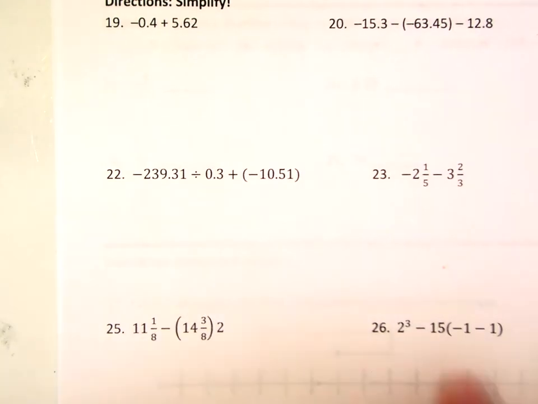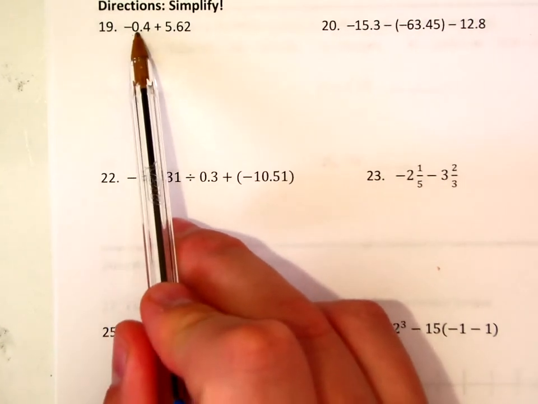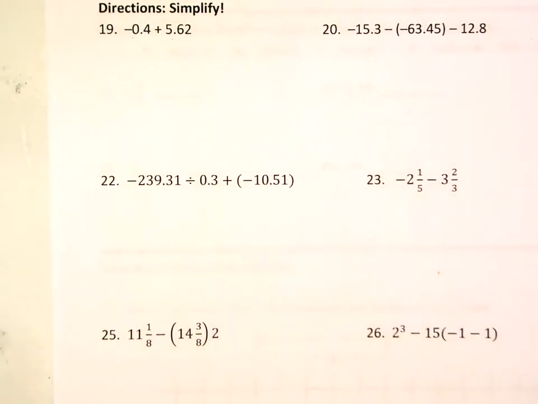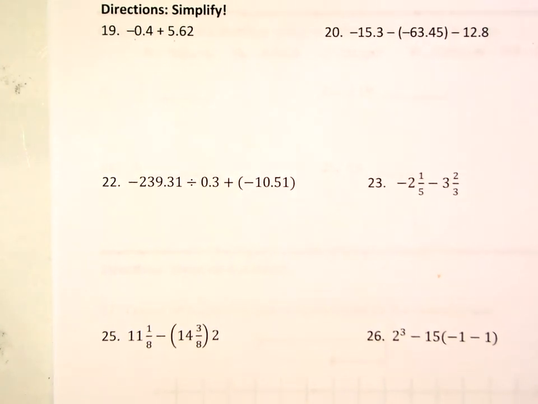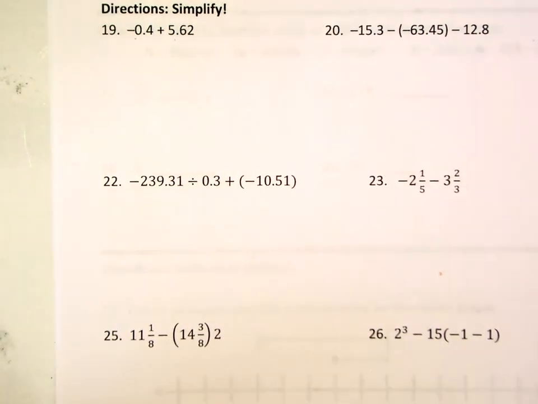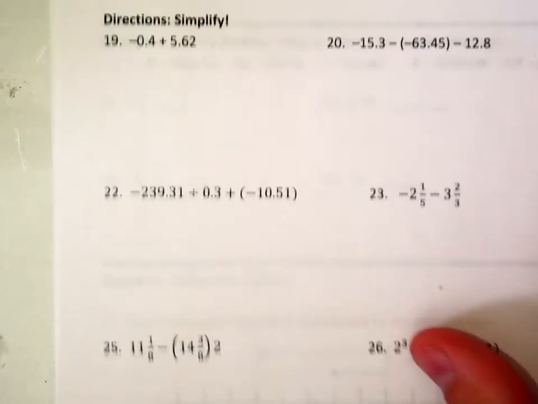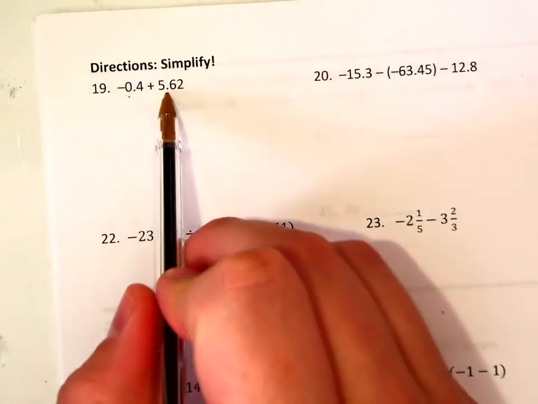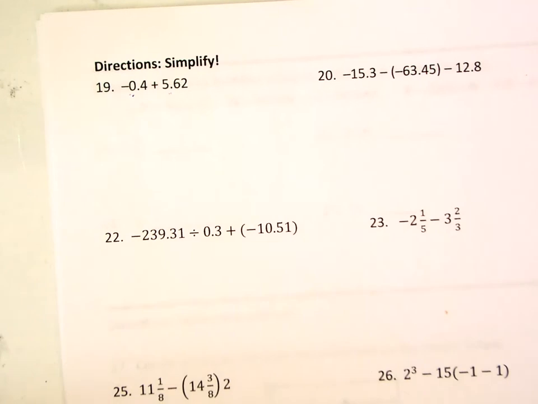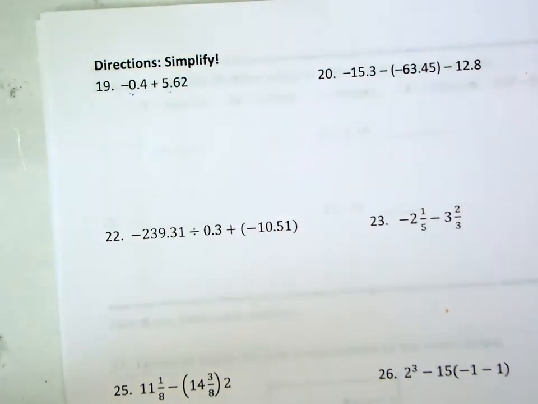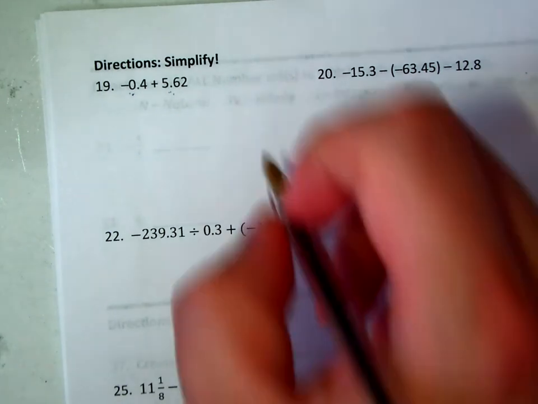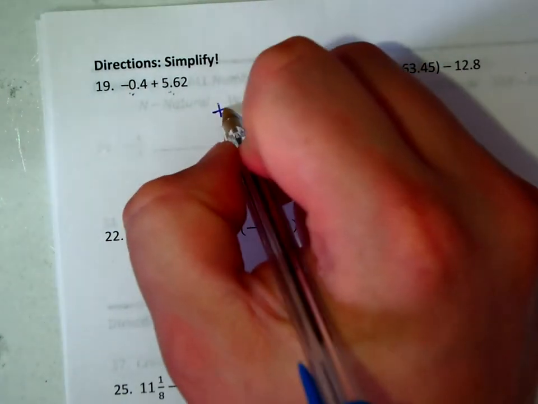Our first problem, number 19, we have a negative 0.4 and a positive 5.62. And all that we're dealing with are positive and negative numbers, and we're adding the two together. So here we simply need to recognize that we have a negative term and a positive term. We find the difference and keep the sign of the larger absolute value number. Our largest absolute value number is obviously 5.62, so our solution when we're done is going to be positive.